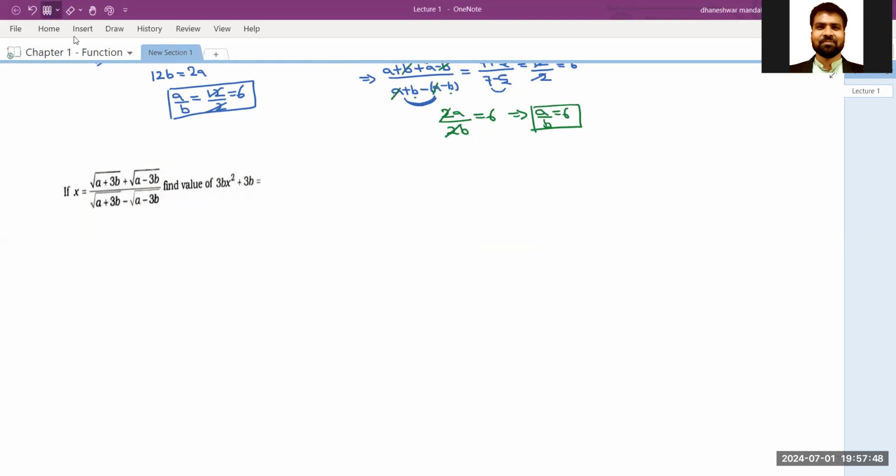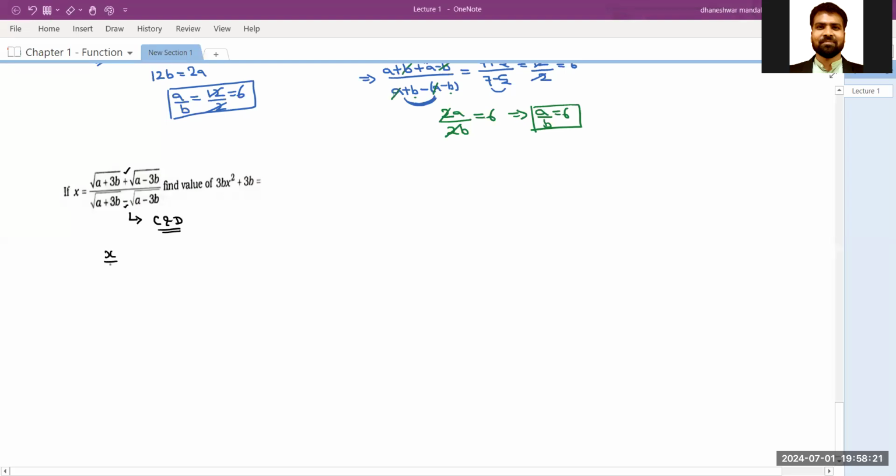See, here we have plus sign and here we have minus sign and the term will be same. So can I use the componendo dividendo method here? Okay, let's see. Here we have x.